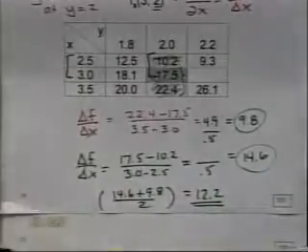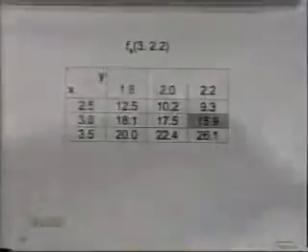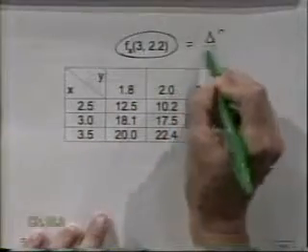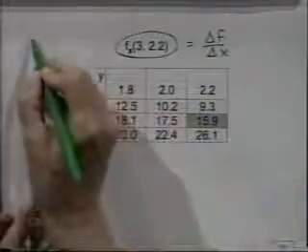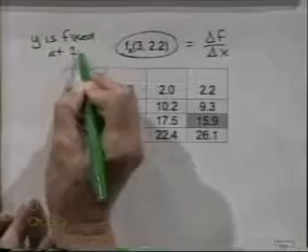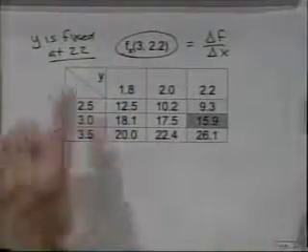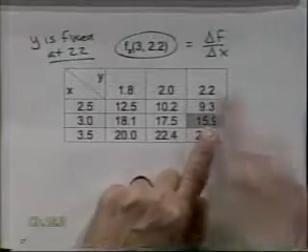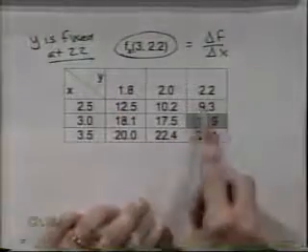Okay, let's just do one more. In this case, we want to get the partial, how f is changing as x changes. So again, y is fixed in this case at 2.2. So the value (3, 2.2) is right here. Again, y is fixed.